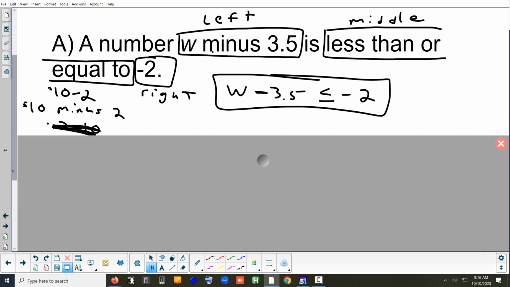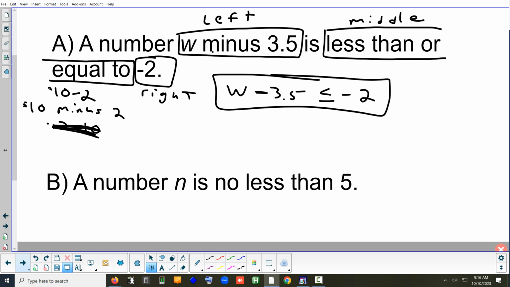All right, let's look at B. Let's underline again what we think the left side is, then the middle, and then the right. What part of that is going to be the left side of our problem? N. Yeah, n, right? The number n, that's the left. What's going to be the middle? No less than. So we're going to look up what that means. And then what part of that is going to be the right? The 5. Okay.